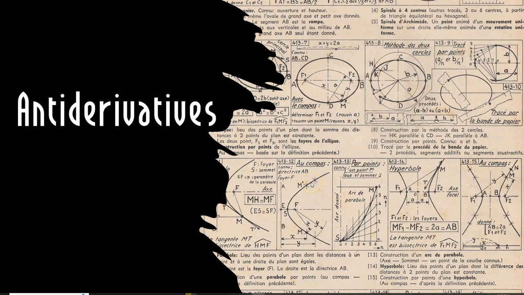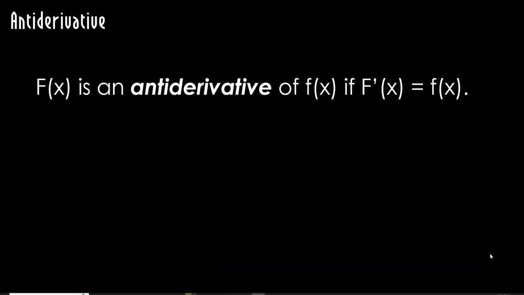In this video, I'm going to talk about antiderivatives. It sounds like some kind of arch enemy of calculus, but it's not. An antiderivative is just the opposite of a derivative. It means we're going to start going backwards. Big F of x is an antiderivative of little f of x if big F prime of x is little f of x.